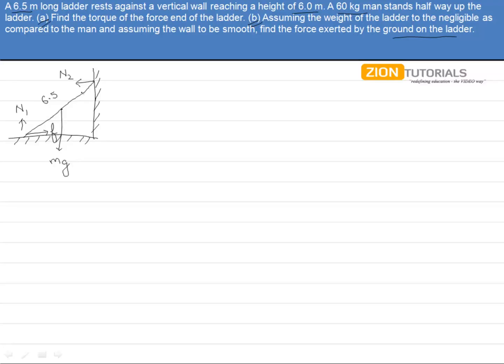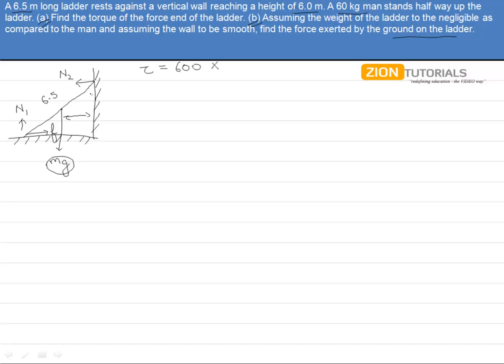Now this is the scenario of the forces over this ladder, and we need to find the torque of the force on the end of the ladder. So let us find it about this end of the ladder, that is this one. So we need to find the torque by this force on the upper end of the ladder, which will be simply that torque equals mg, which is 600, into, since we have to find it about this point, this is the distance.